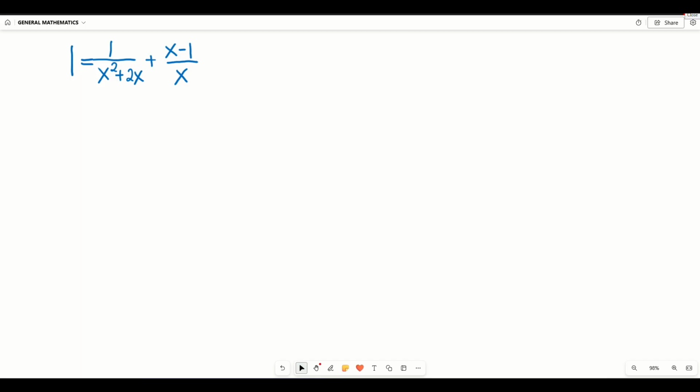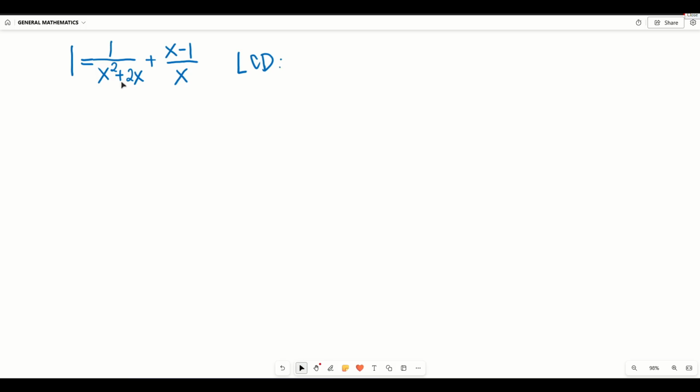Alright, so let's solve our last example. So we have here 1 is equal to 1 over x squared plus 2x plus x minus 1 over x. So before you use our technique in getting the LCD, it is important na lahat ng factors sa denominator or lahat ng denominator mo is naka-factor out para masigurado mo na walang magdodobleng factor dun sa inilista mo sa LCD.